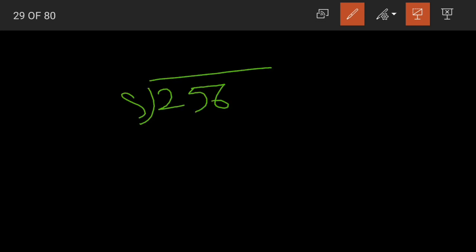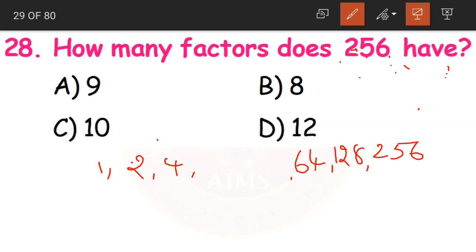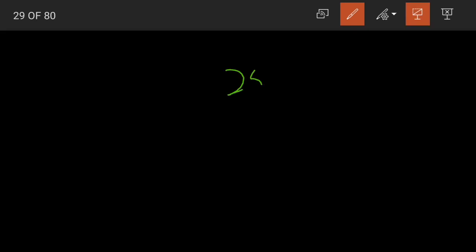256 divided by 8. 3 8s are 24. When we subtract, 1 is remaining, 6 brought down. 8 2s are 16. When we subtract, 0 is our remainder. So 8 is a factor of 256. 8 32s are 256. Now will it come in 9 table?